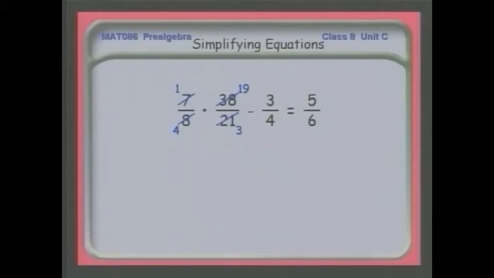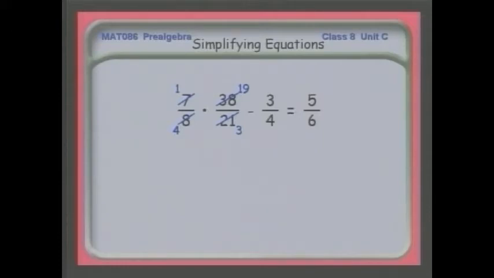I divide 7 by 7, leaving me with a 1, and I divide 21 by 7, leaving me with a 3. Then I check, is there a common factor in 38 and 8? I see there might be a common factor of 2. I divide a 2 out of the 38 and get 19. I divide a 2 from the 8 and get 4. I've simplified this quite a bit.